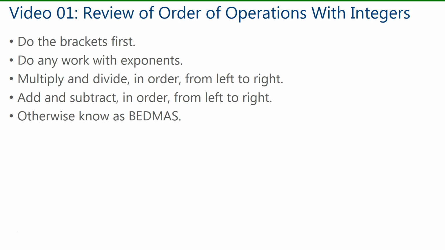Do the brackets first, do any work with exponents, multiply and divide in order from left to right, and then add and subtract in order from left to right. And one way to help us remember these rules is BEDMAS, where B stands for brackets, E is exponents, D is division, M is multiplication, and again we do that in order from left to right. And then A is addition, S is subtraction, and again we do that in order from left to right.